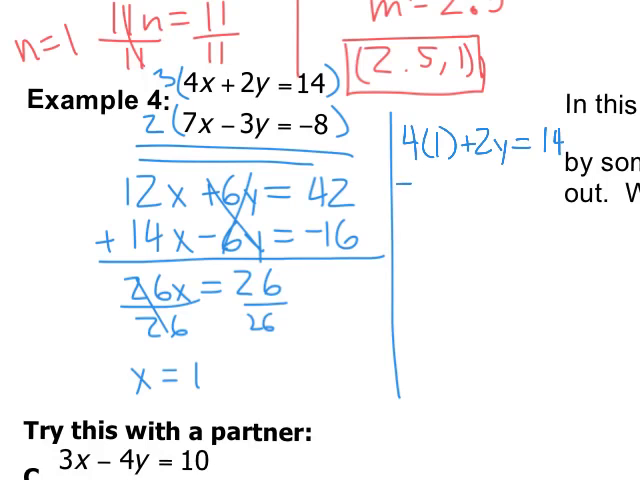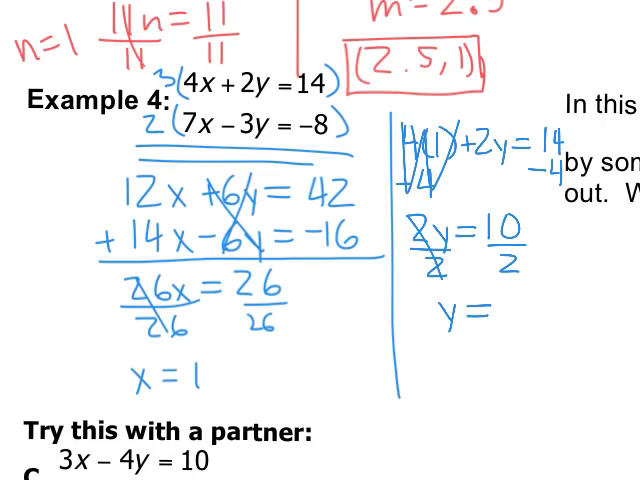Okay, so 4 times 1 is obviously just 4. So I'm going to go ahead and subtract it. So I subtract 4 from both sides. So that's gone. I'm left with 2y equals 18. No, sorry, 10. Went the wrong way, didn't I? 2y equals 10. Divide by 2. And y is 5. So then go ahead and make my ordered pair. 1, 5.